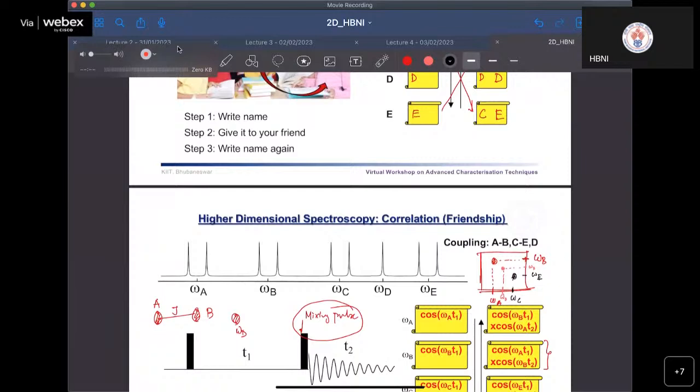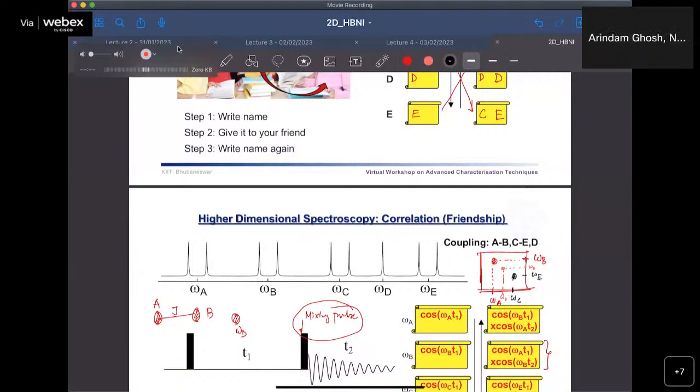Yes, exactly. Hello, sir. Yes. Professor, I have just a doubt. You have cos omega A T1 and cos omega B T1 multiplied. Is there any chance there will be a phase difference so that the whole thing will be zero? What do you mean, a phase difference? That means suppose in one case cos is 90 degrees, in the other case cos is 0 degrees.